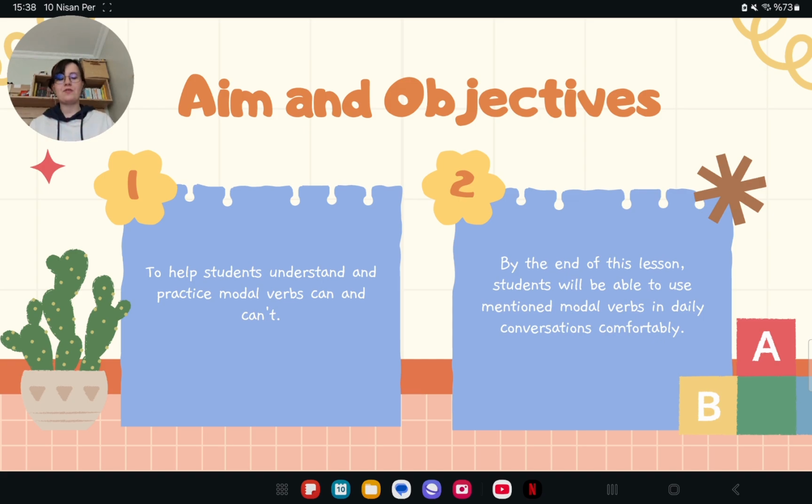As you can see on the screen, here is my aim and objectives for the lesson. I try to incorporate drama techniques to teach these two modal verbs, and at the end of the lesson I expect my students to use these modal verbs in daily life conversations very comfortably and confidently. At least I hope that.